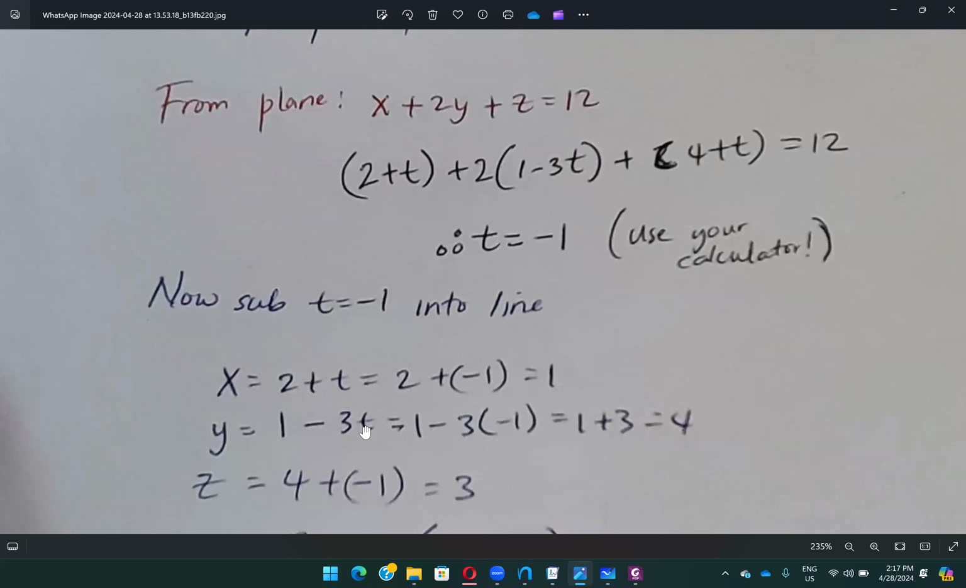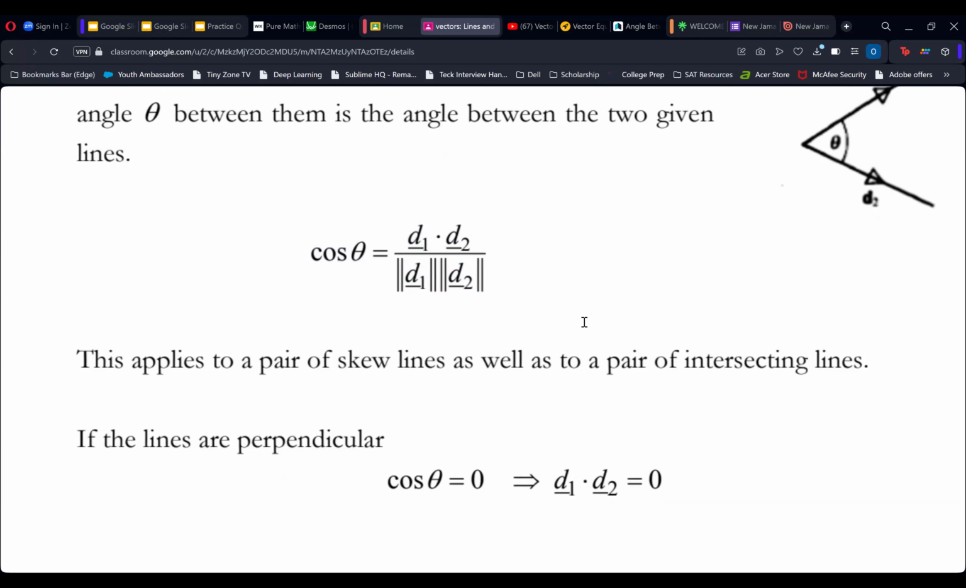So if cosine of theta is equal to 0, you have a fraction here that's equal to 0. Then really it's the same thing as just having the numerator being 0. So if the dot product of two vectors, two lines, is 0, then that means the lines are perpendicular.